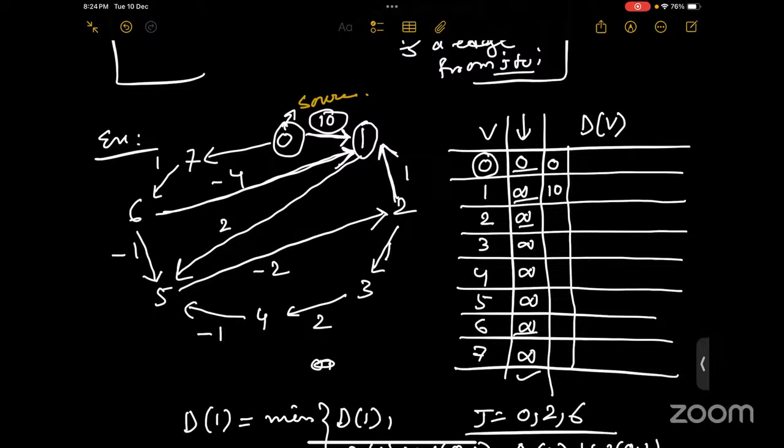Yes. And what is the weight of 0 to 7, that edge? 0 to 7. Okay, I didn't write it now.